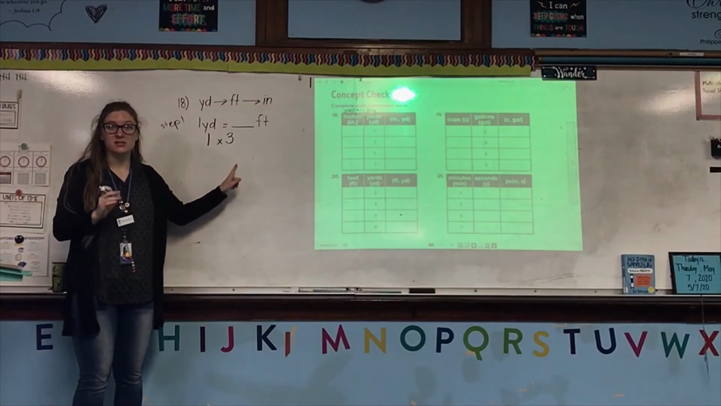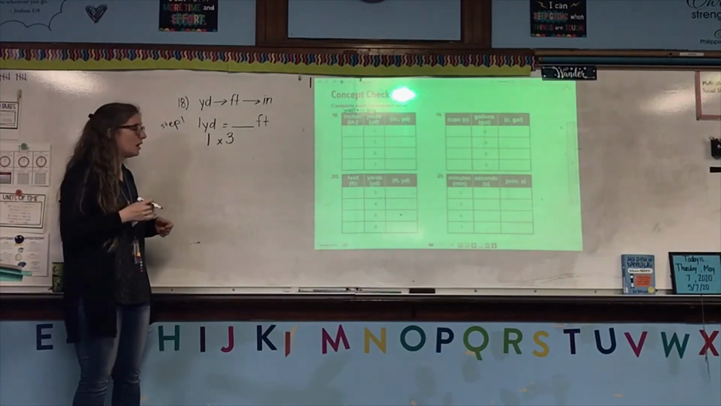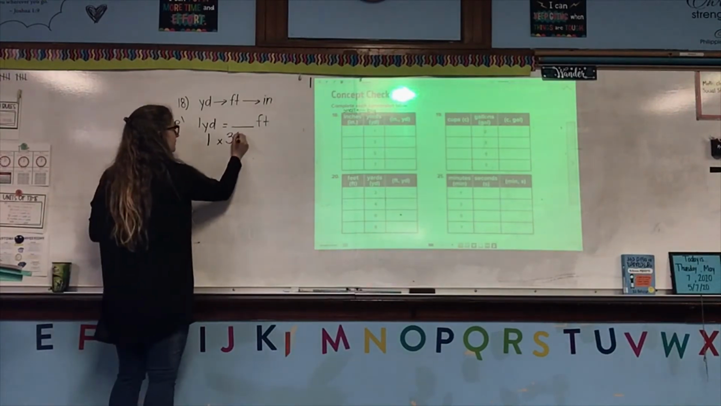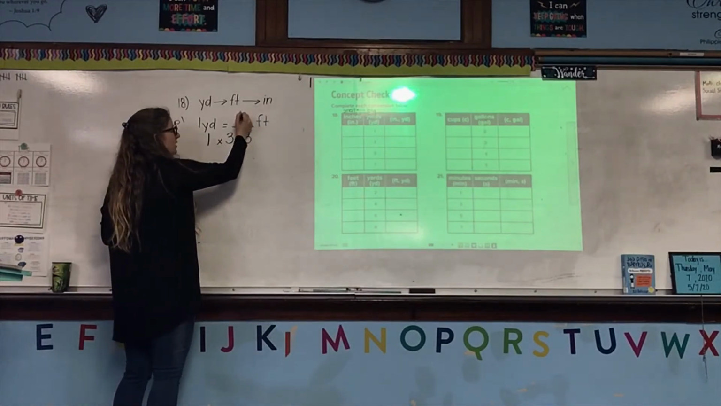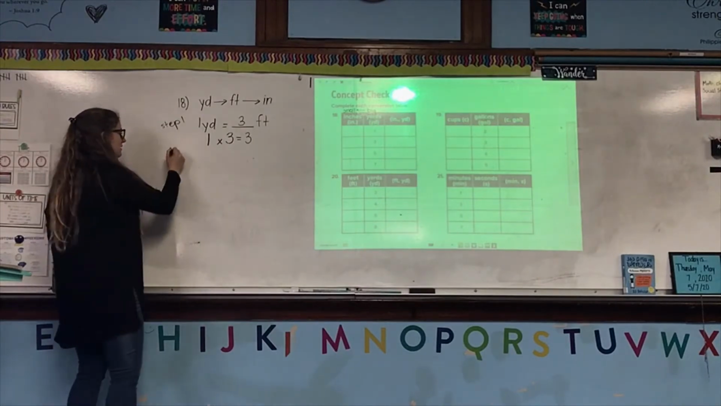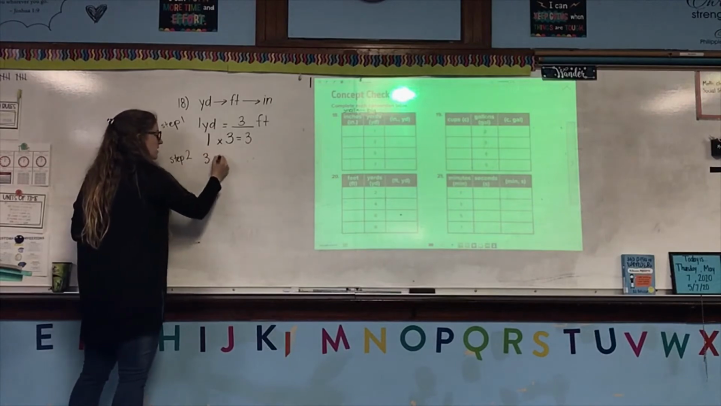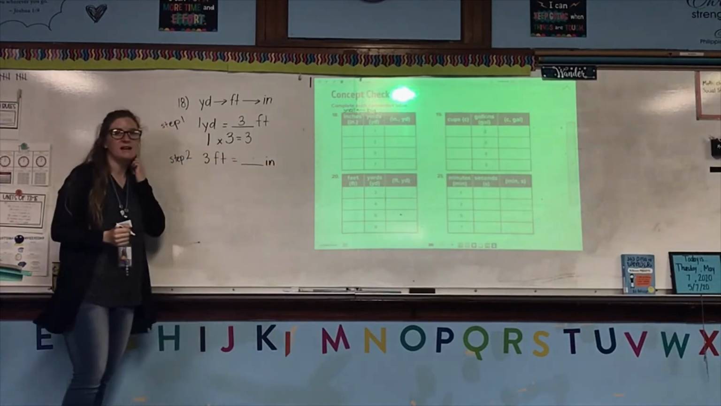You should know this because you should be memorizing. You may have had to use your conversion chart today on the review, but remember on your test you will not be able to do it. So 1 times 3 is 3. That means 1 yard is equivalent to 3 feet. But we're not done yet because now step 2 is how many inches are in 3 feet, and that will be our answer.